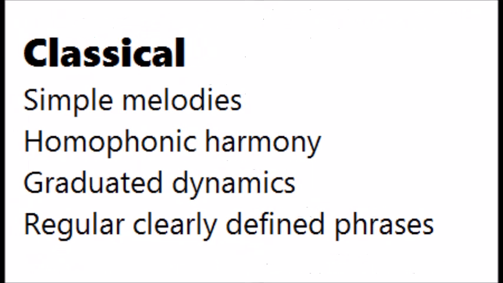Classical music, on the other hand, was much more refined and simple. The melodies could be easily remembered and sung, and the harmonies were generally made by a tune with simple accompaniment, known as homophonic harmony. Phrases were clearly defined and regular. The idea of crescendo and diminuendo also came into use during the classical period.